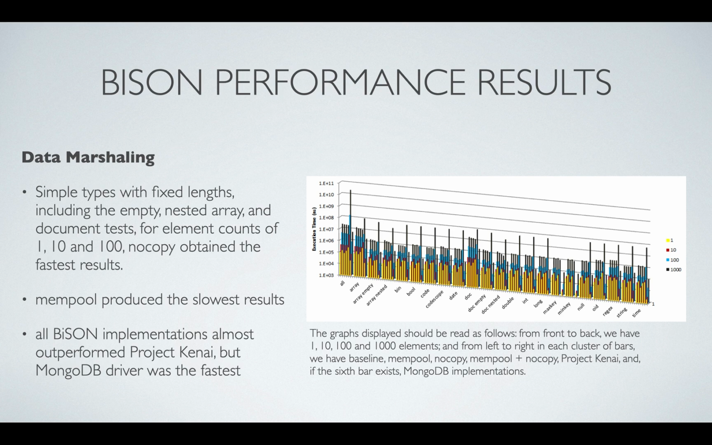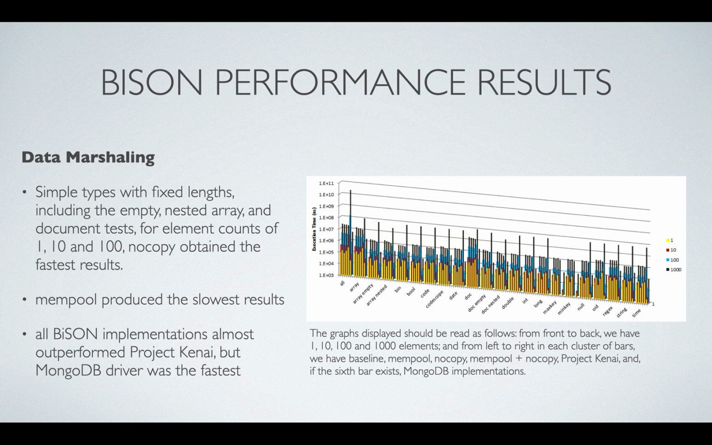Then the groups of bars represent the different implementations we were looking at. For example, a baseline, one that had a memory pool, one that was not doing any copying, and one with memory pool plus no copy. Those are our implementations for BISON. You have Project Canal, and if the sixth bar exists, then that's the MongoDB implementation.